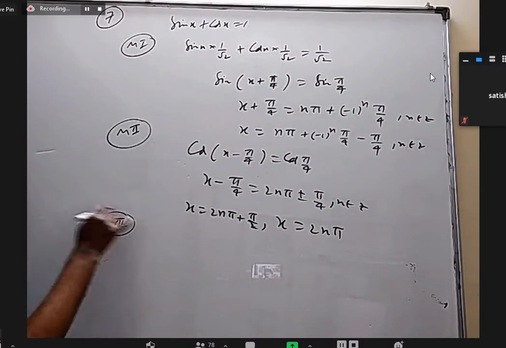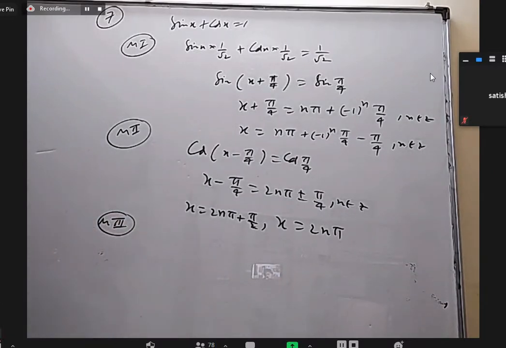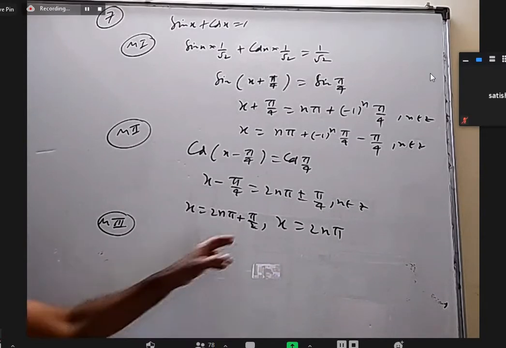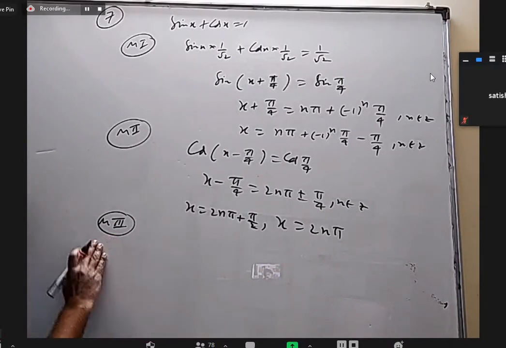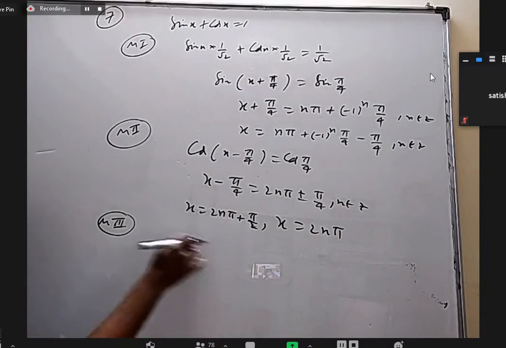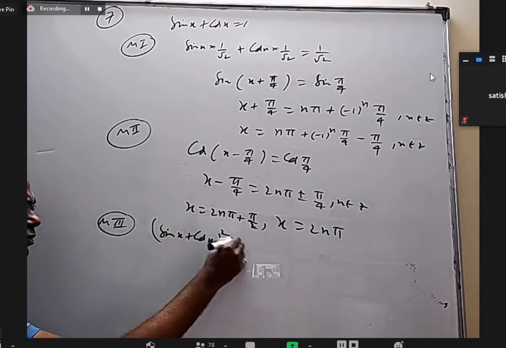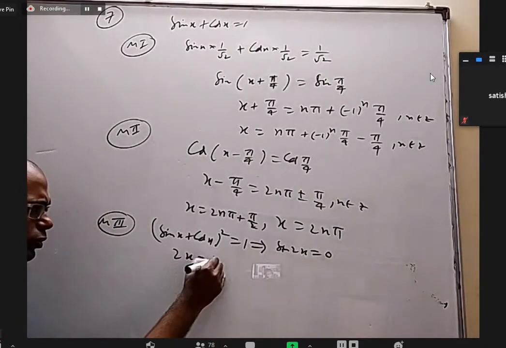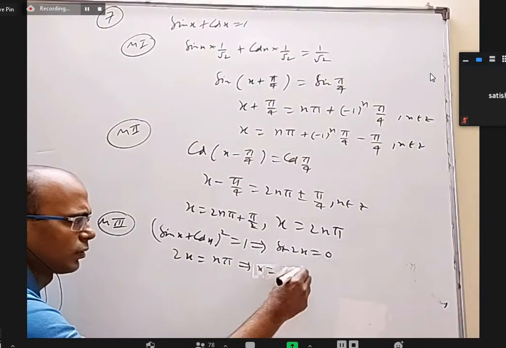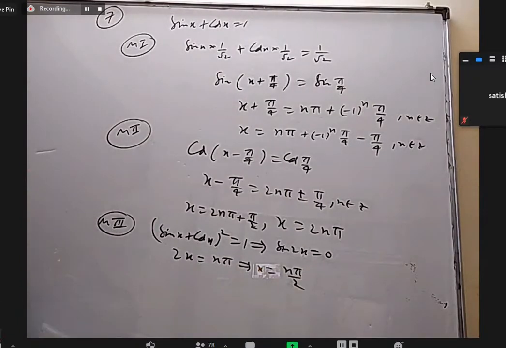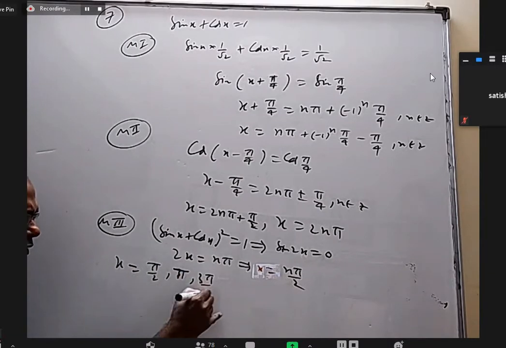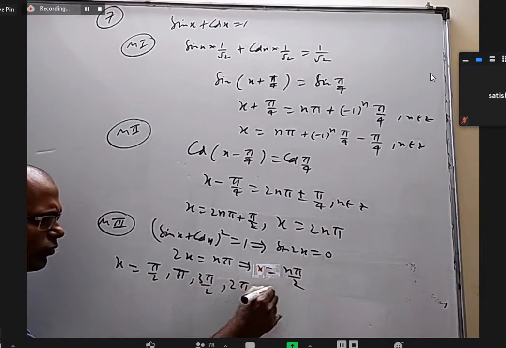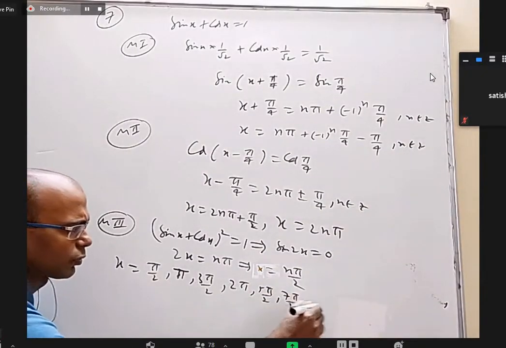Method 3. Of course, I can even convert everything into tan x by 2. Maybe we'll get this only. That is one way to do it. We may try that. But as somebody said, we can square it, but be aware that we'll get extra solutions. Sin x plus cos x whole square equal to 1. When you expand, we'll get sin 2x equal to 0. So 2x equal to n pi, x is equal to n pi by 2. But all are not okay. When you write x values: pi by 2, pi, 3 pi by 2, 2 pi, 5 pi by 2, 7 pi by 2, and so on.